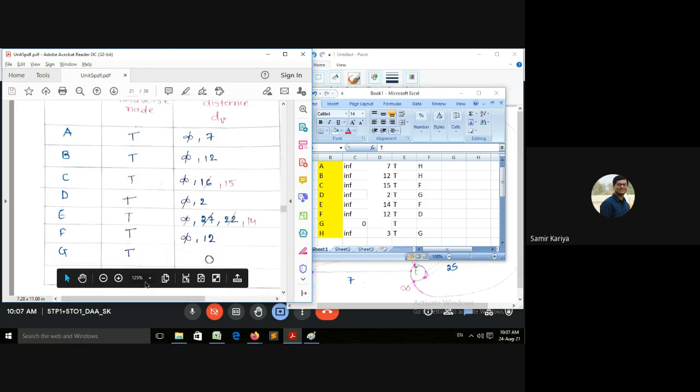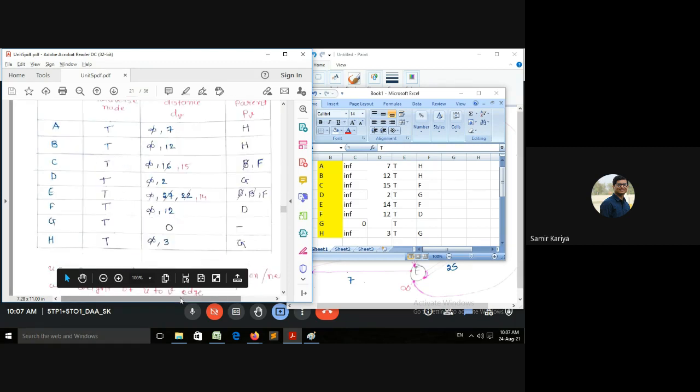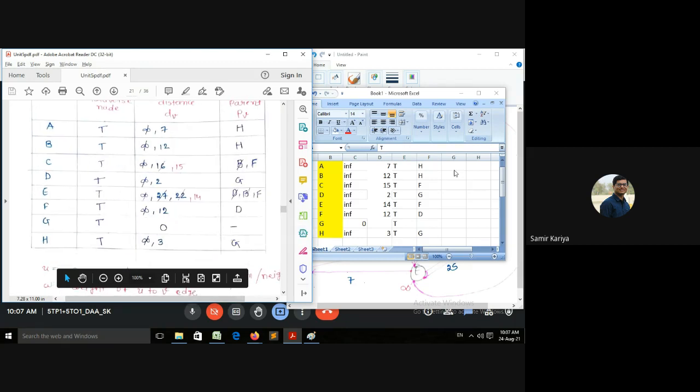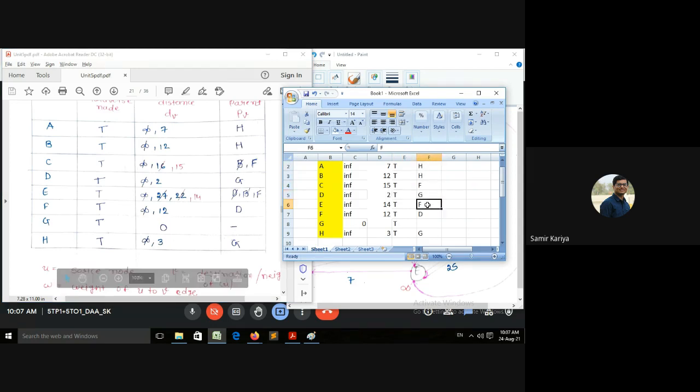Yeah, this is the table. See, these are the parents: H, H, F, G, then final F, D. Here it's a source node, so no parent. And for G, the distances are 7, 12, 15, 2, 14, 12, 0, and 3. And all true means all the nodes have been covered. So this is the Dijkstra algorithm.